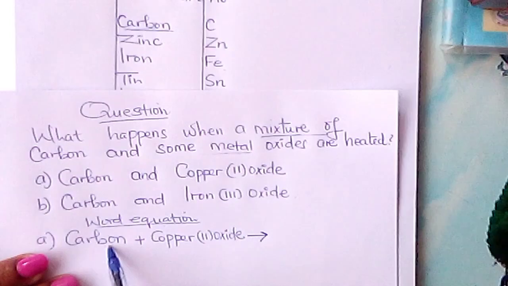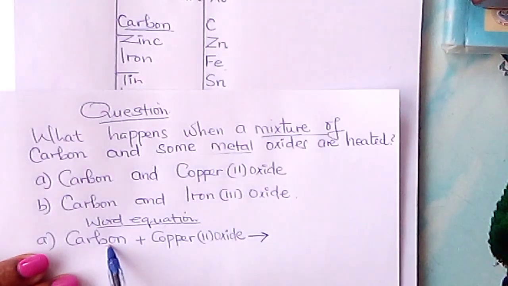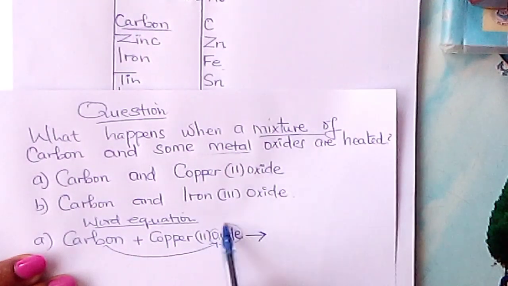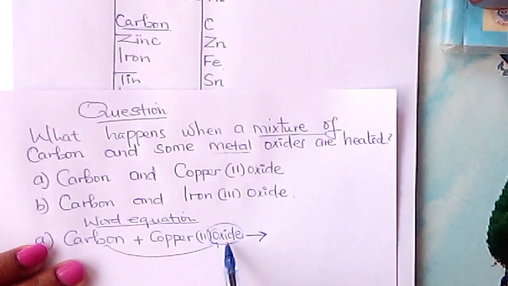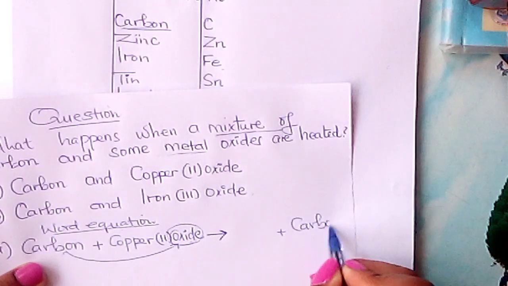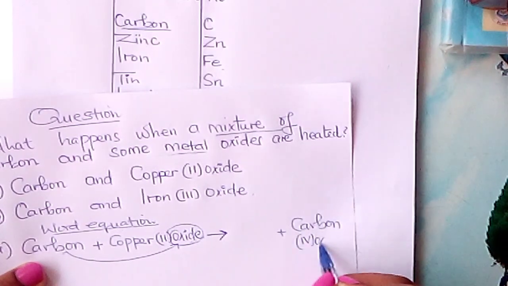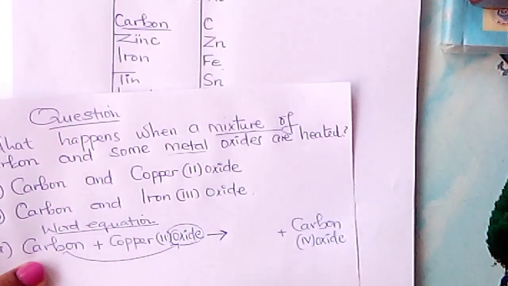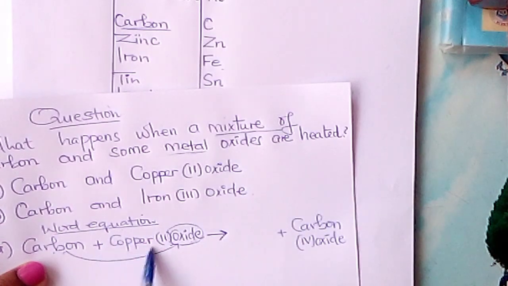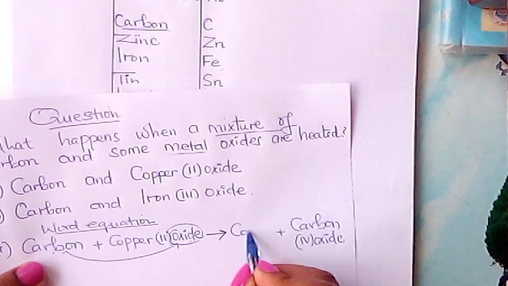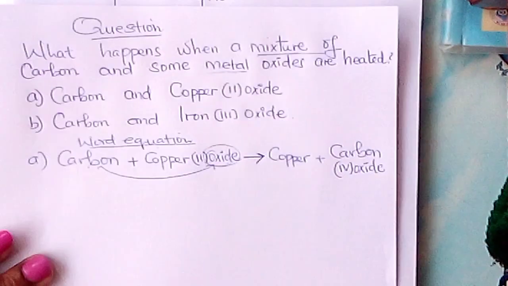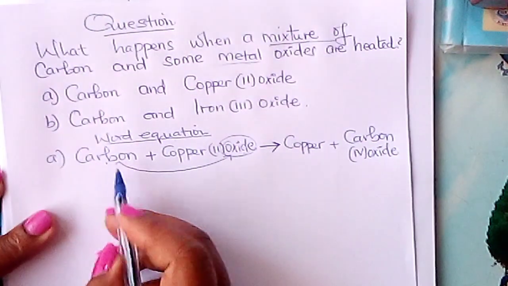So, learner, we are saying that carbon, being higher in the reactivity series than copper, will remove this oxygen from copper 2 oxide. It will combine that oxygen to form, maybe I can write here, carbon 4 oxide gas. Learner, it forms carbon 4 oxide. Carbon is oxidized by that. Then what remains is what? It is copper. So copper 2 oxide, learner, is reduced to copper. Look at that. Therefore, learner, maybe you can use now the chemical equation.